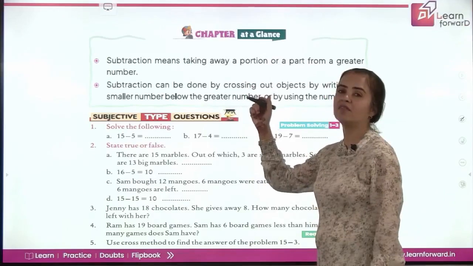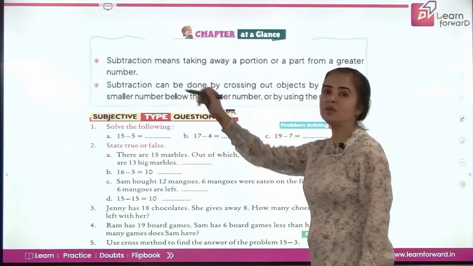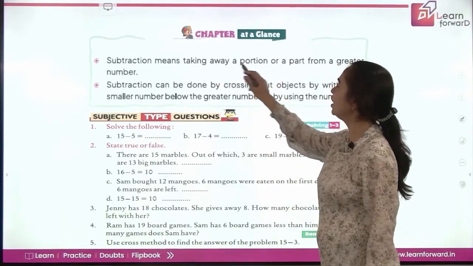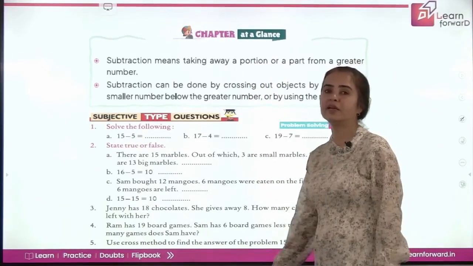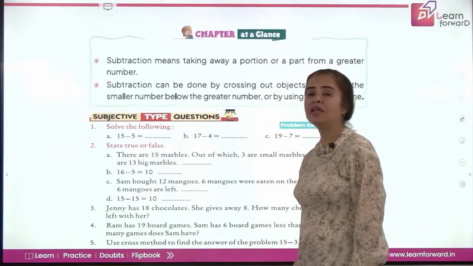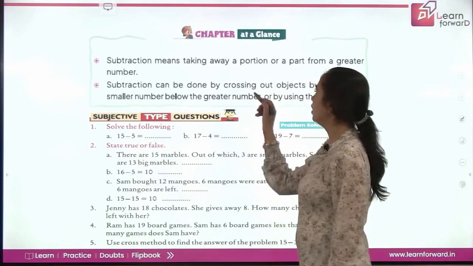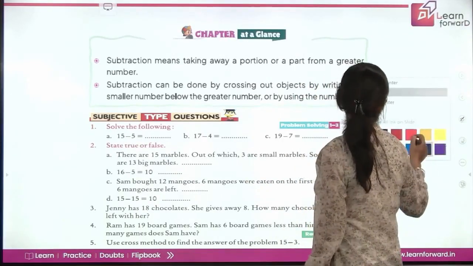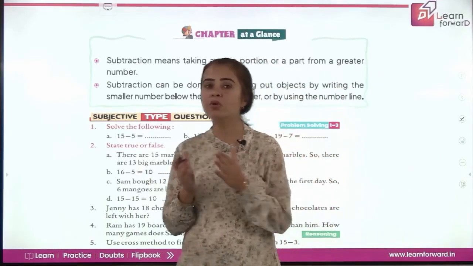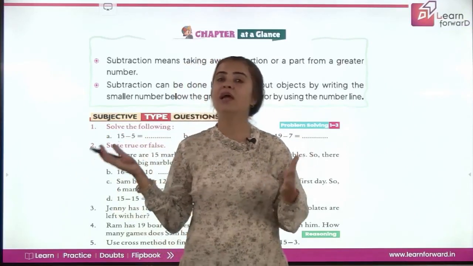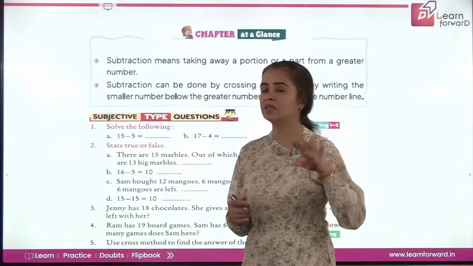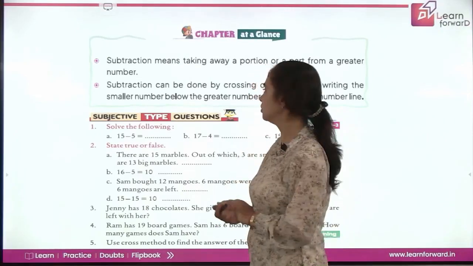Let's see what we have learnt in this chapter. Subtraction means taking away. That means less of something. So when you take away a portion or a part from a greater number, that means you are doing subtraction. Subtraction can be done in how many ways have we learned? We have learned about crossing out the objects, vertical subtraction, and number line subtraction, and counting backwards. So now we know 4 different methods of doing subtraction.